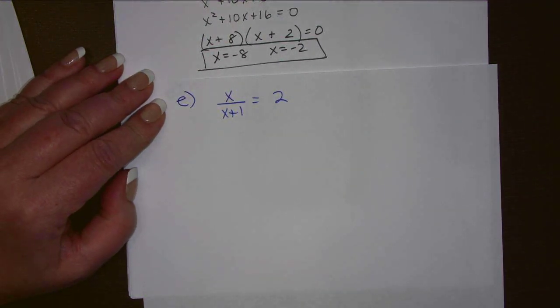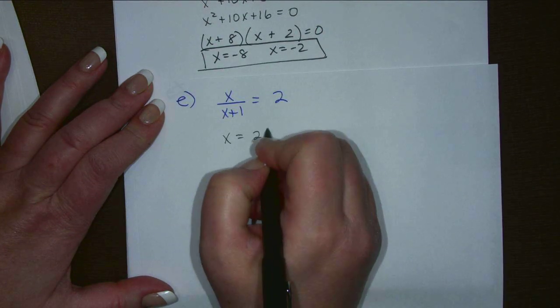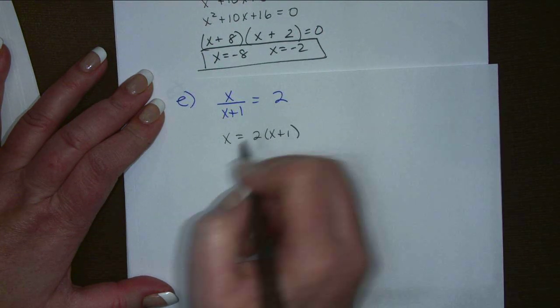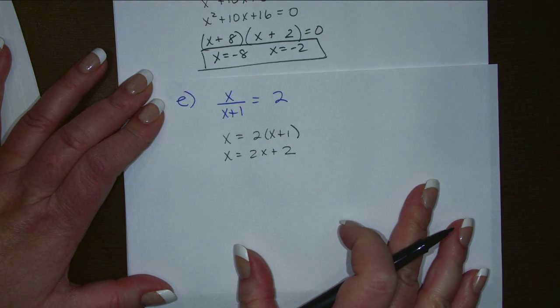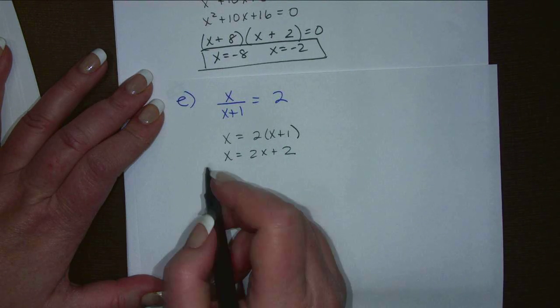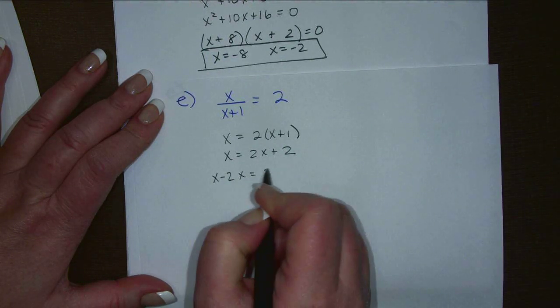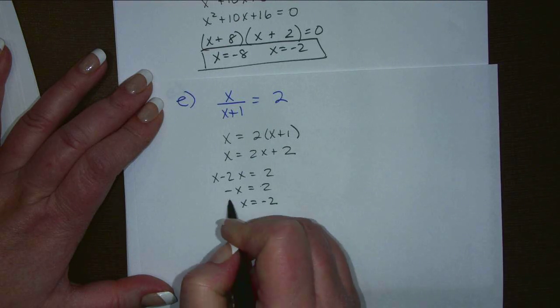So here, solve for x. So we cross multiply, right? x equals 2 times x plus 1. x minus 2x equals 2. So minus x equals 2, or x is minus 2.